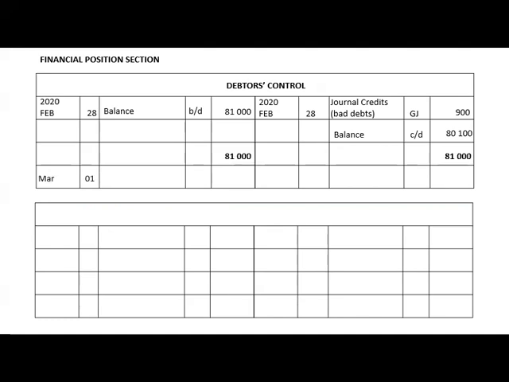Coming here, I'm going to start with my debtors control. The balance for my debtors control was 81,000, but I had to reduce it by 900. Therefore, the remaining balance will be 80,100.